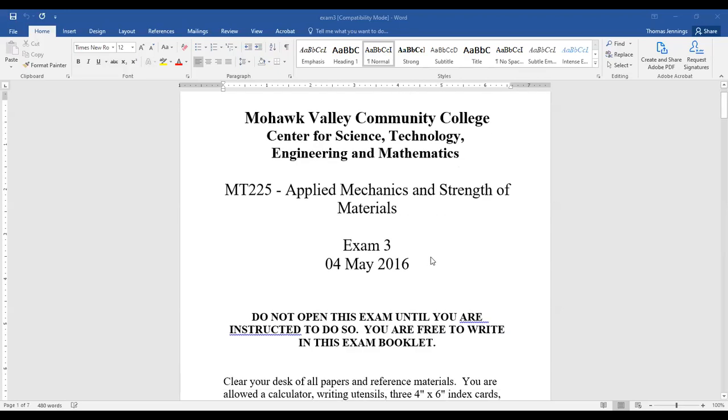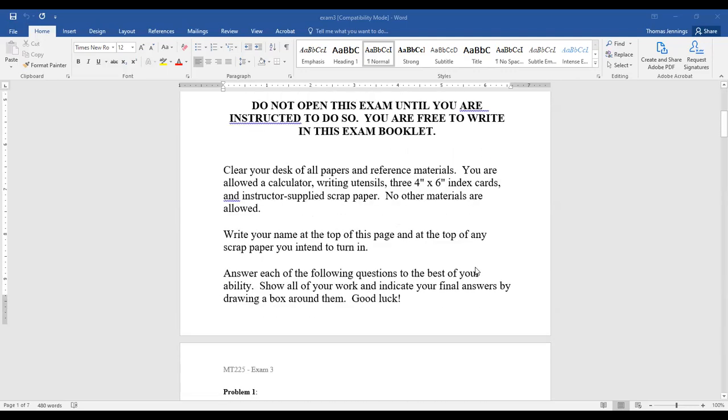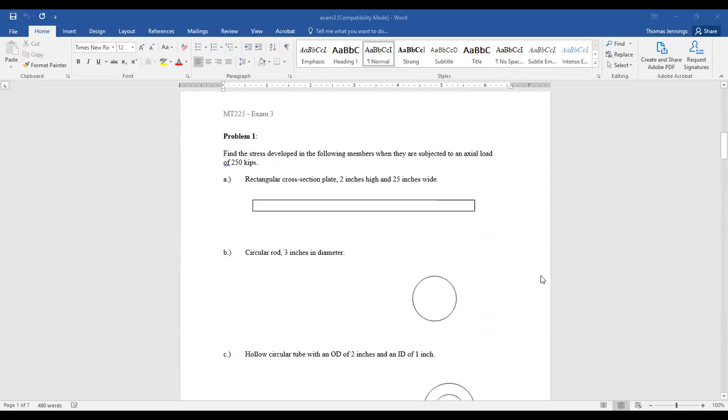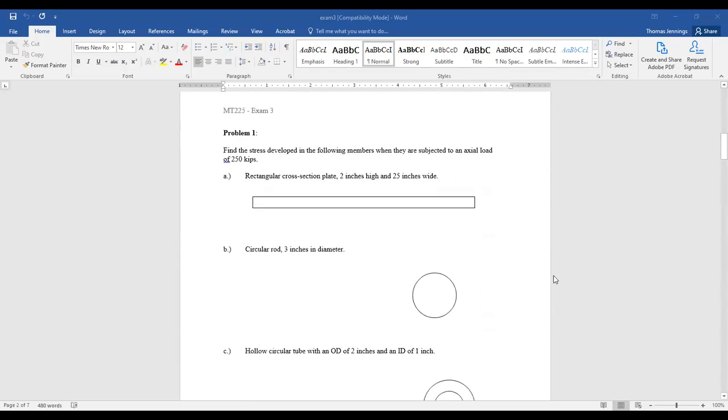Let's see here. There it is. So this is the exam I posted, which is from way back in May of 2016, almost to the day though, May 4th instead of May 5th, back 5 years ago. Let's see. So problem 1 is all about figuring out stress. So the thing to remember with this one is the definition of normal stress. So normal stress is the force divided by the area, the cross-sectional area.